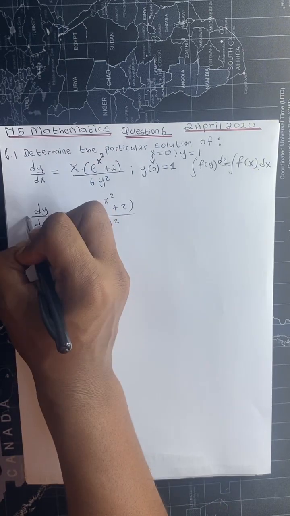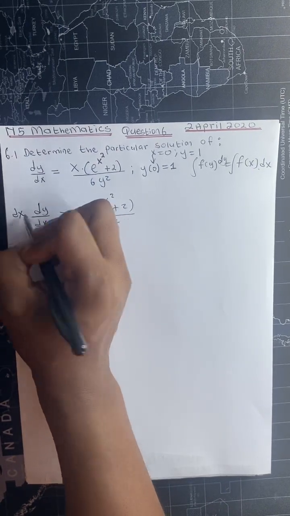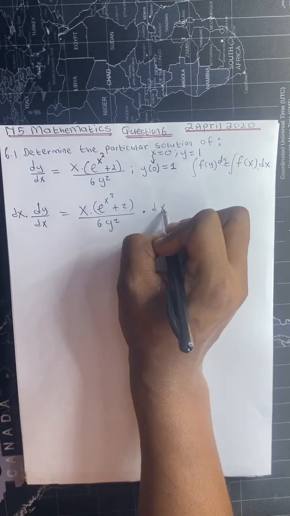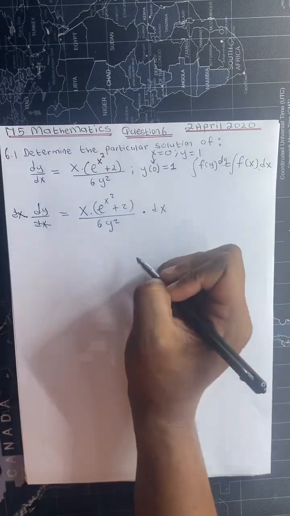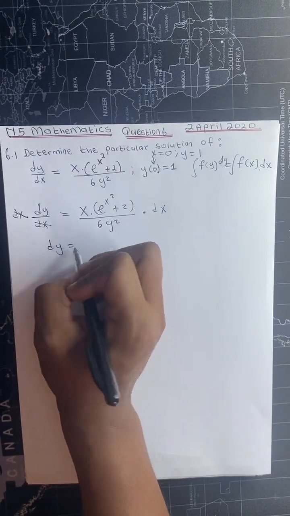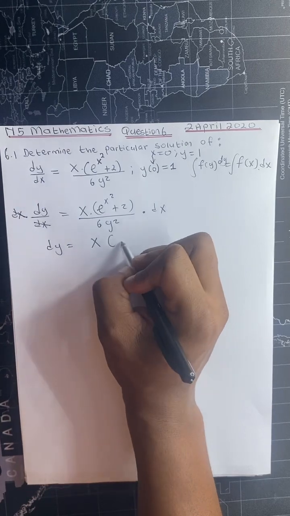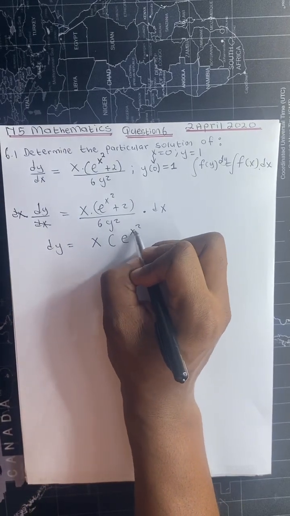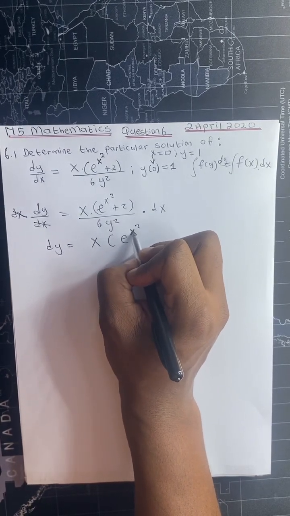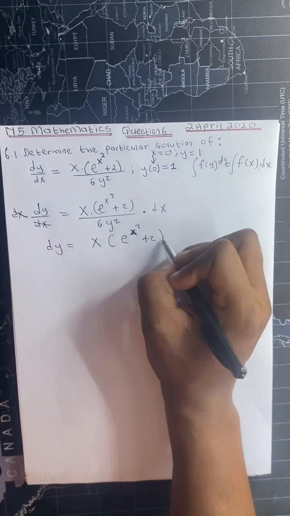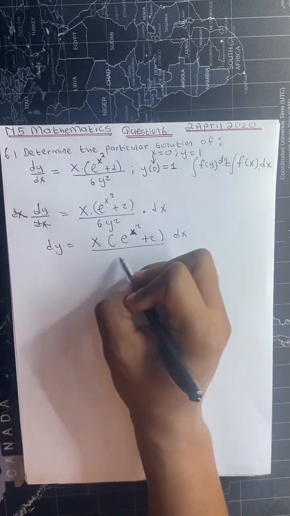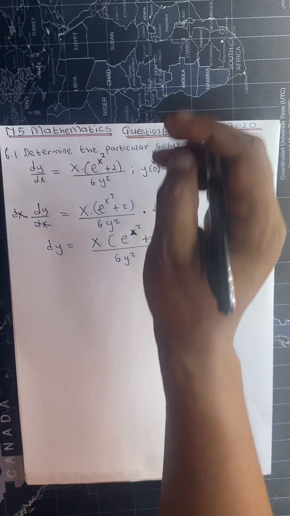In this case we have to multiply both sides by dx, so that dx will cancel out with that dx, and dy will be equal to x into e to the power x squared plus 2 dx, all divided by 6y squared.